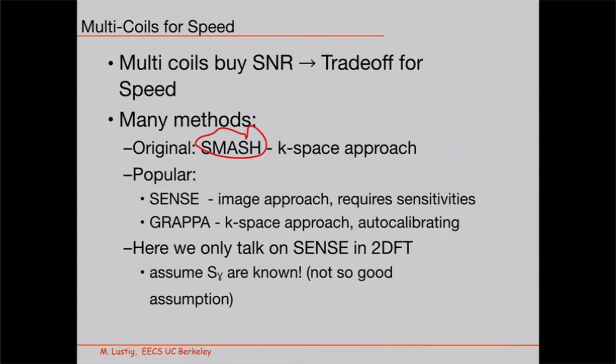The one I really want to talk about is the method called SENSE, because it's based on a very simple inverse problem-based optimization. And if you know the coil sensitivities exactly, then this is actually the optimal solution. So it's an image approach, and it requires the sensitivities. GRAPPA is another method that is based on K-space, but you don't necessarily have to explicitly know the coil sensitivities in order to perform the reconstruction.